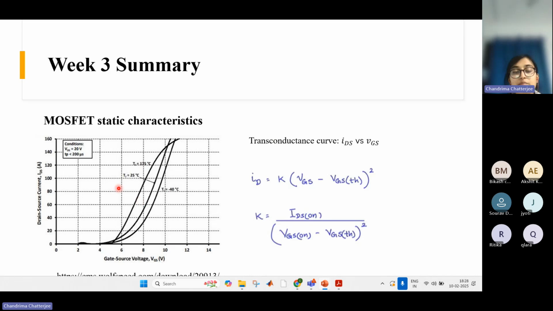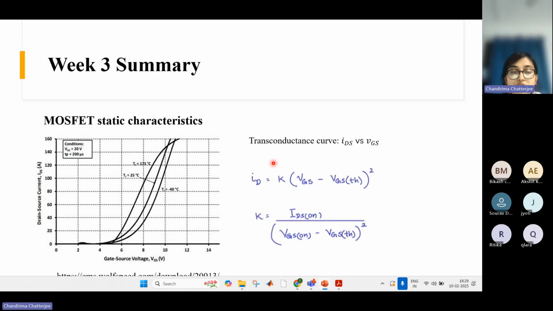Yeah. So this graph is basically the drain to source current versus the gate to source voltage. This is also called the transconductance characteristics. Why? Because here in the x-axis we have the control voltage, that is gate to source voltage, and in the y-axis we have the current, right? And here also they have given the curves for three different temperatures: minus 40 degree, 25 degree, which is the mid one, and 175 degree, right?